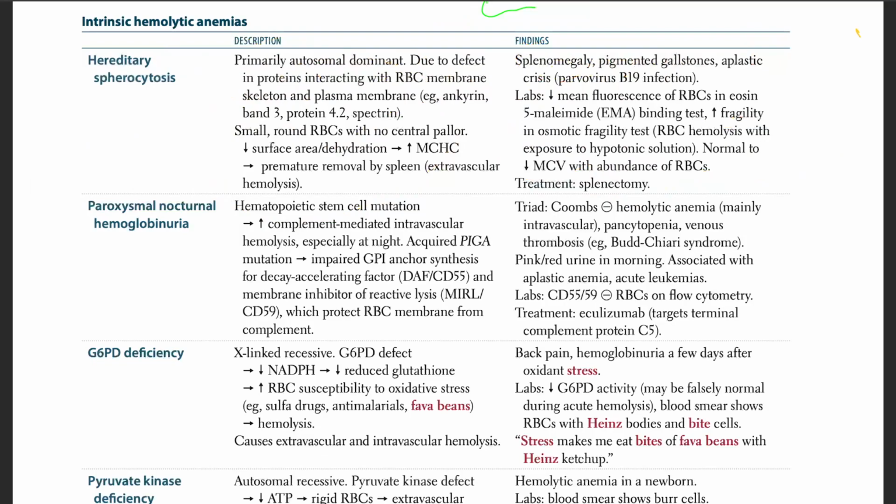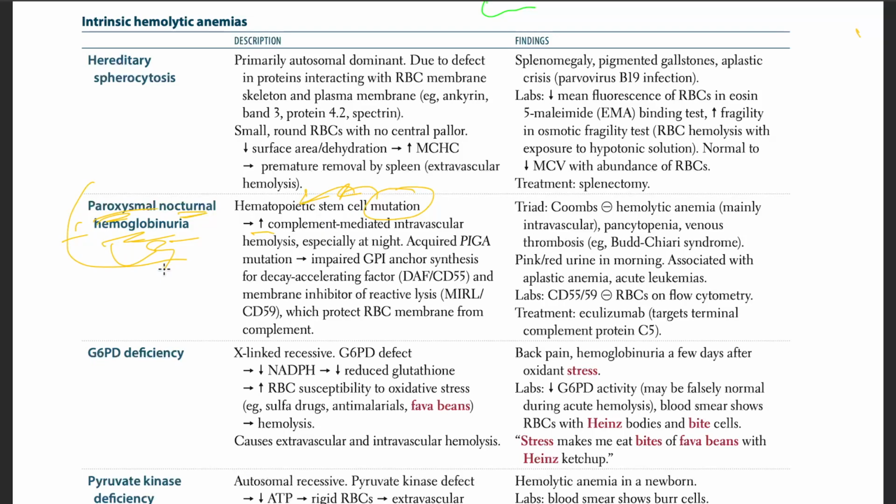All right, that's all for the hereditary spherocytosis. Let's move on with the paroxysmal nocturnal hemoglobinuria. So here, what we have is hematopoietic stem cell mutation of stem cell. Which cells? Hematopoietic. Just remember the name: paroxysmal, nocturnal, at night, hemoglobinuria. Heme is going to go into urine.